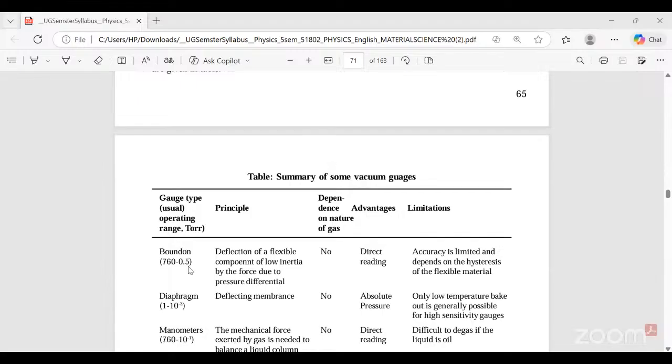Coming to the Bourdon gauge, it works under the pressure range of 760 to 0.5 torr. The main advantage is we can take a direct reading. But the disadvantage or limitation of the Bourdon gauge is that accuracy is limited. Exact accuracy is not obtained in this case. The principle involved in the working of this gauge is the deflection of a flexible component of low inertia by the force due to the pressure differential.